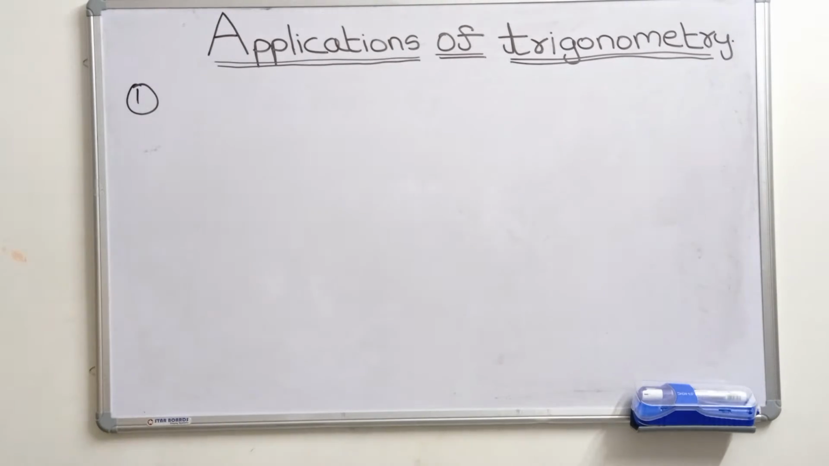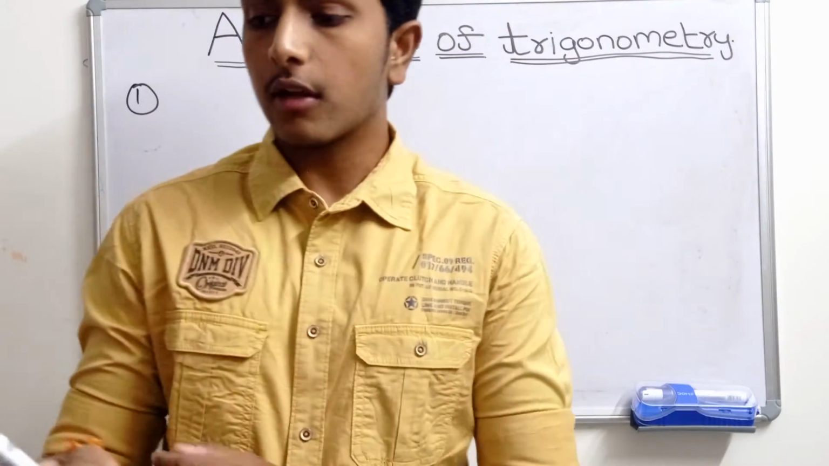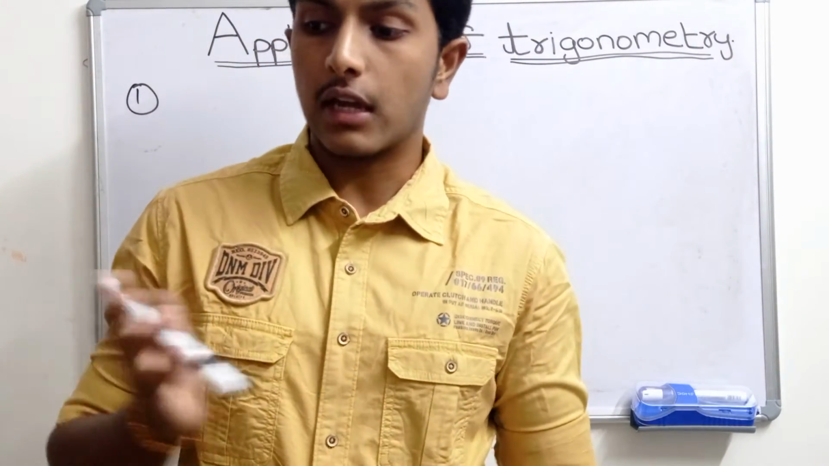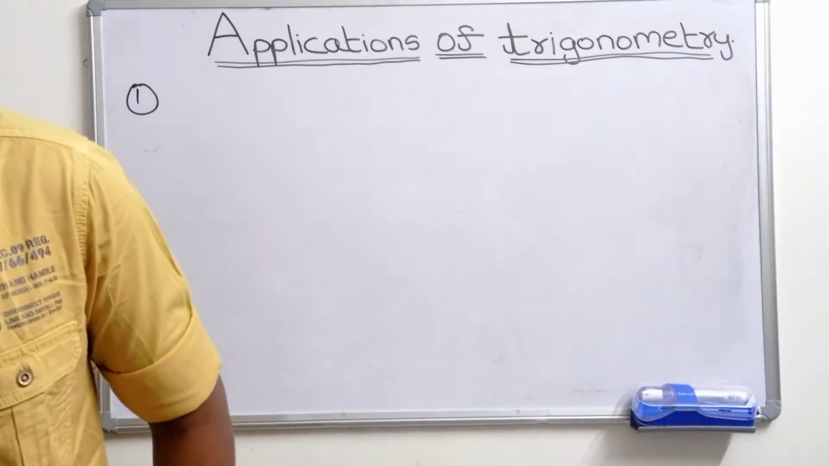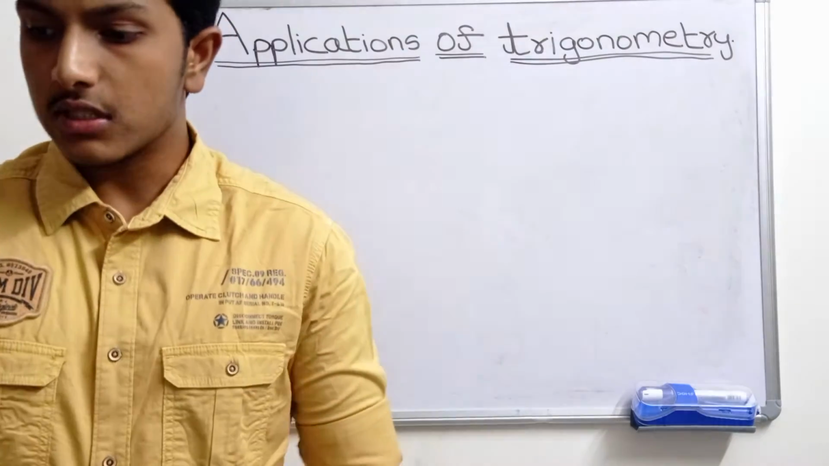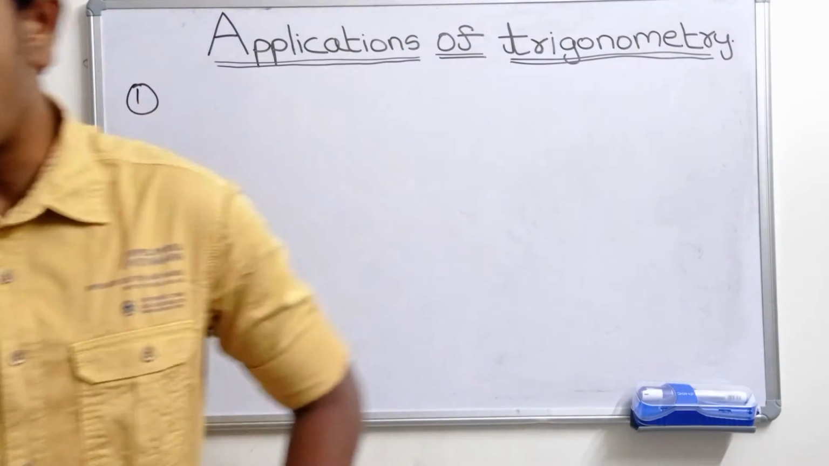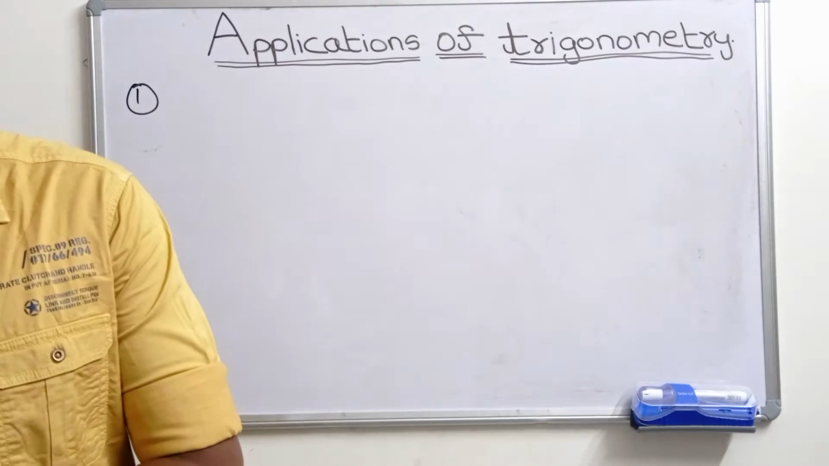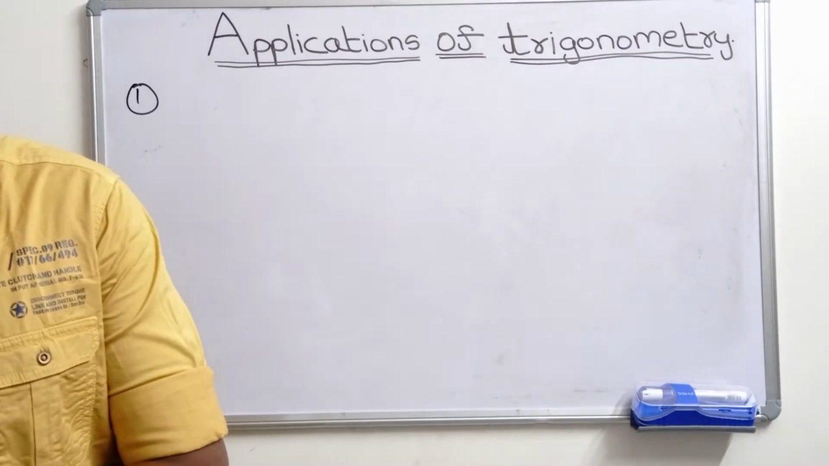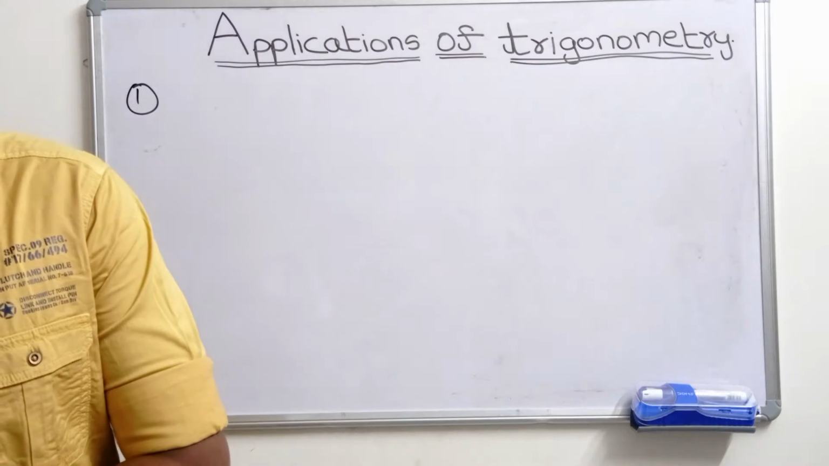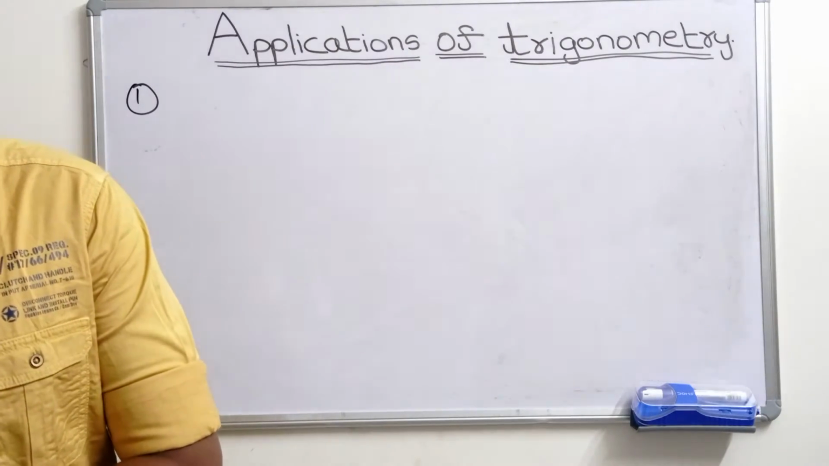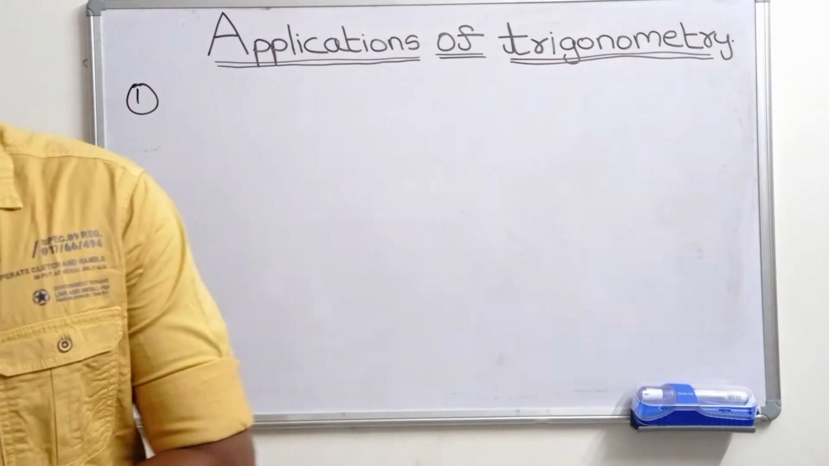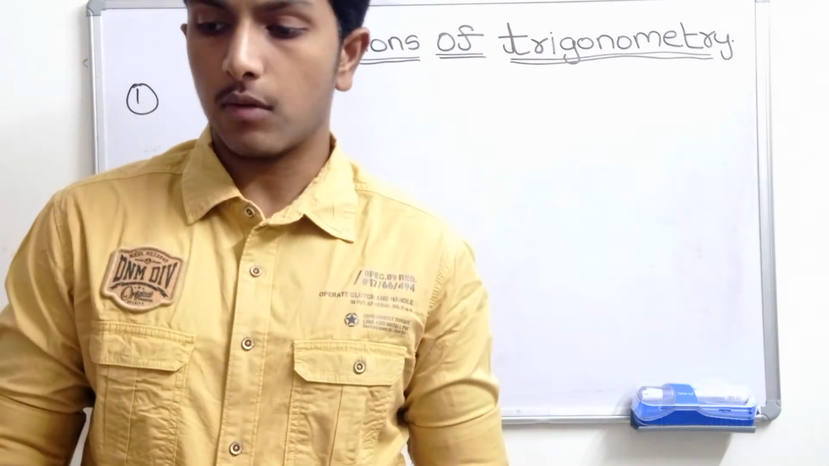Okay guys, here is the question. I am reading the question. Please listen to the question very carefully, guys. The question is: a tower stands vertically on the ground. From a point on the ground which is 15 meters away from the foot of the tower, the angle of elevation of the top of the tower is found to be 60 degrees. Find the height of the tower. Guys, I am going to read the question one more time.